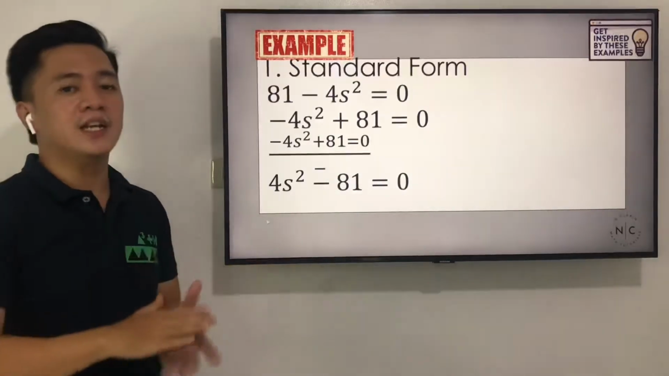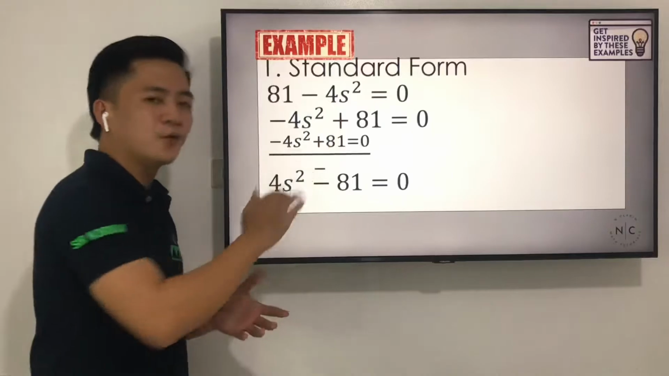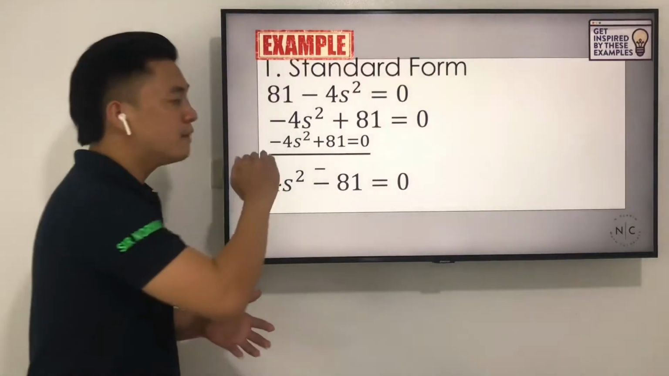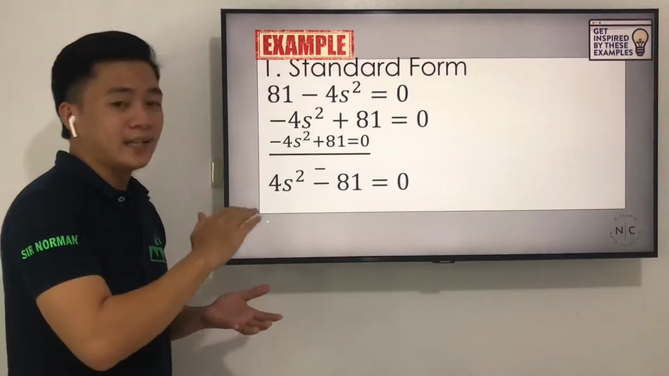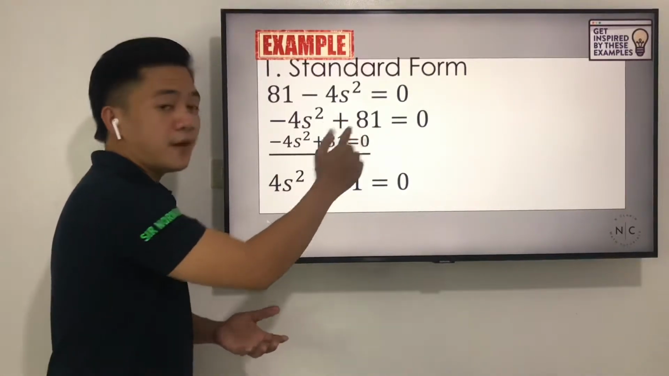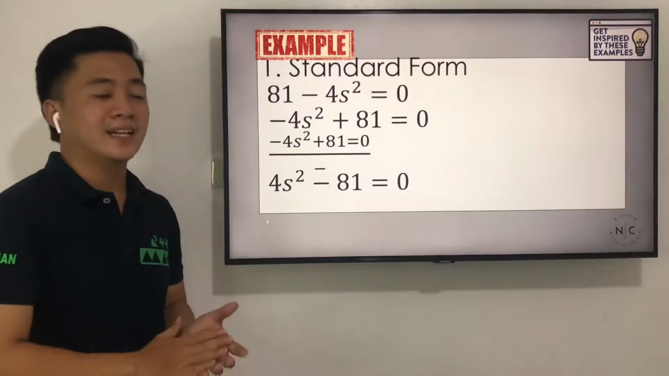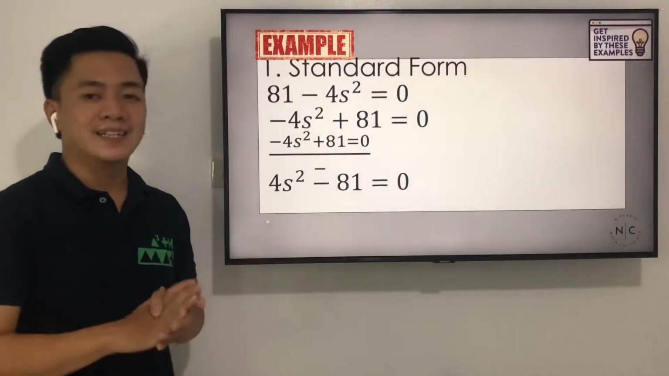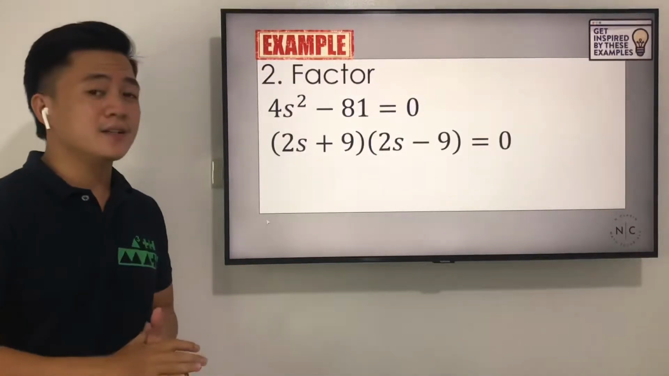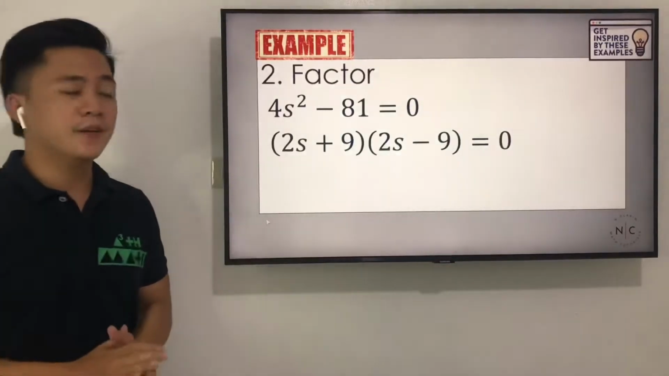And para hindi kayo nalilito is lagi natin gagawin is maging positive yung ating quadratic term. So, we'll divide both sides by negative. So, yung negative 4s squared is magiging positive, yung positive 81 is magiging negative 81. So, ito na yung magiging equation natin kasi nasa standard form na siya. Next step is same process, we will factor. So, ito na yung ating given na equation.